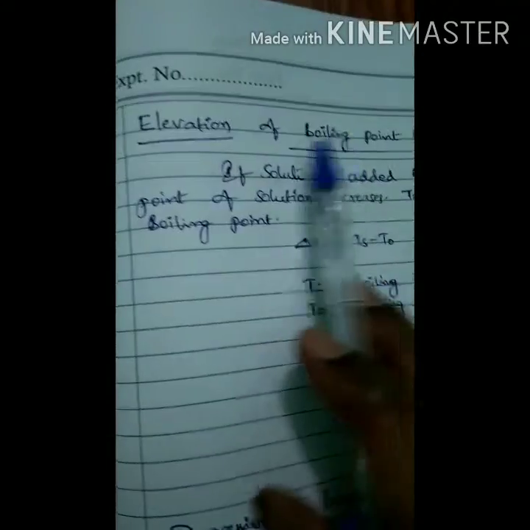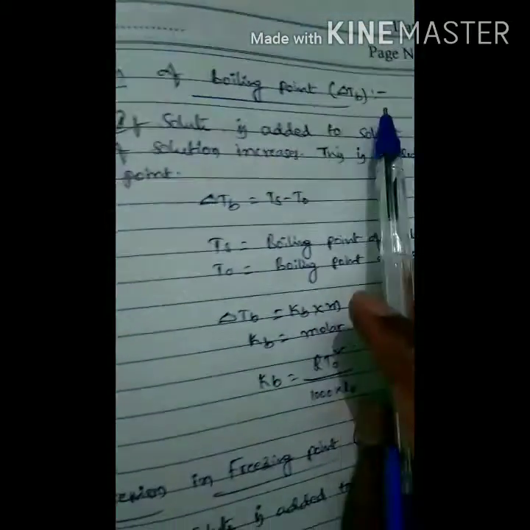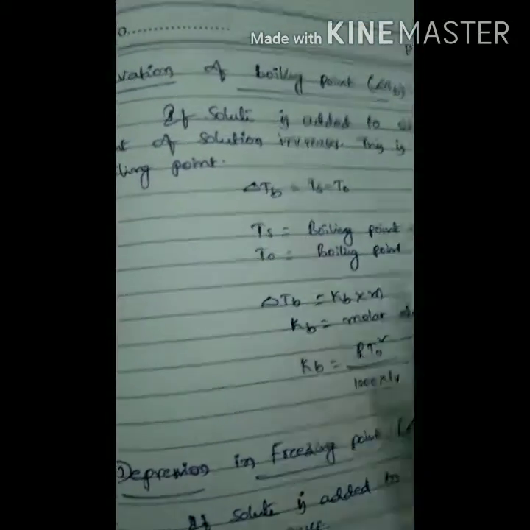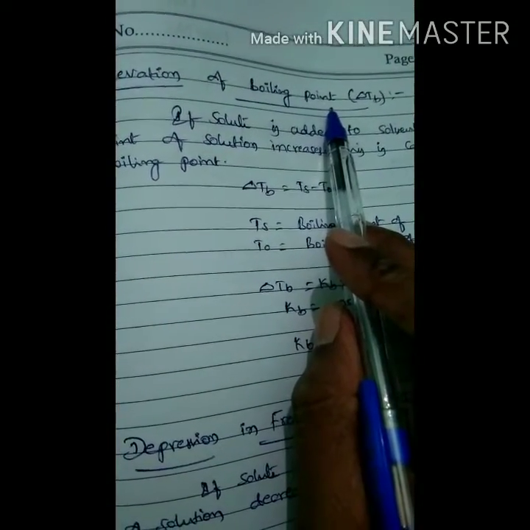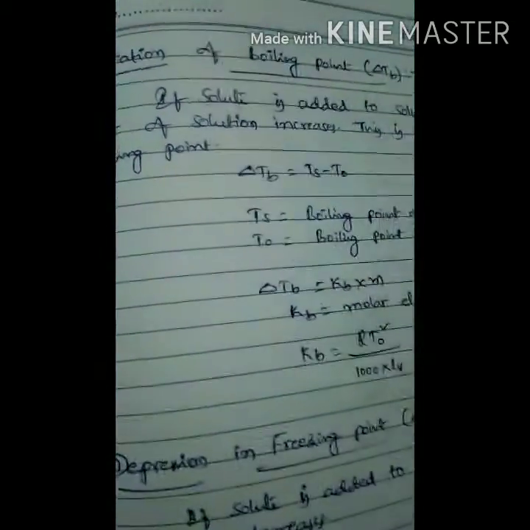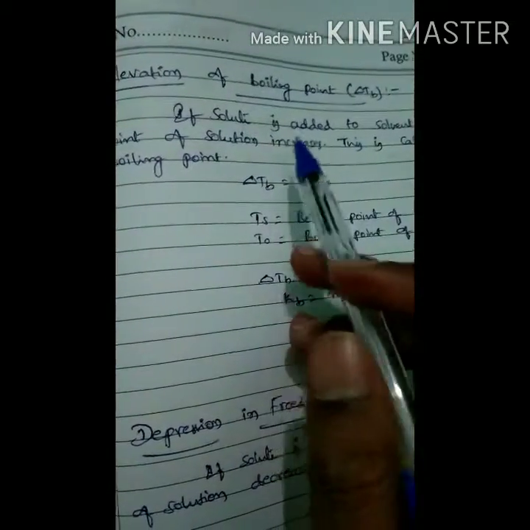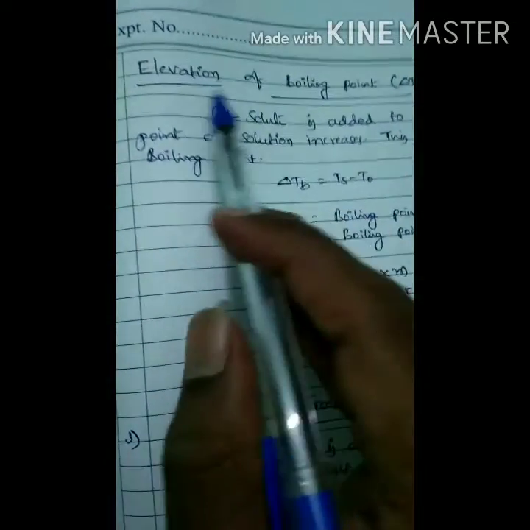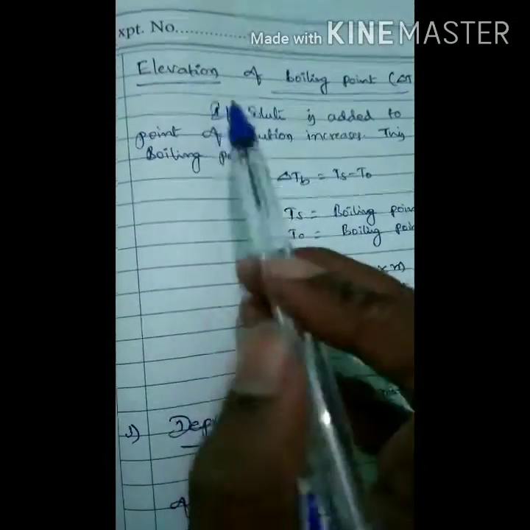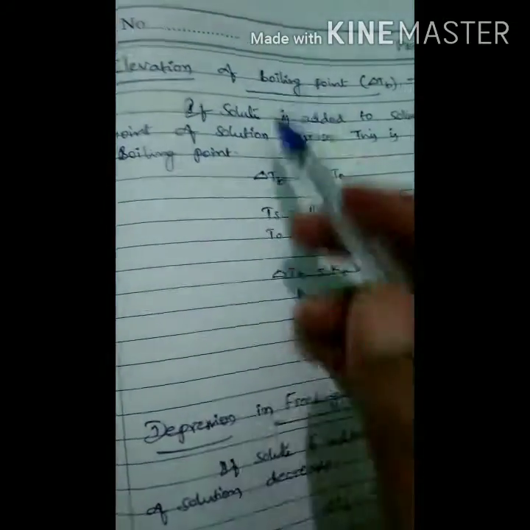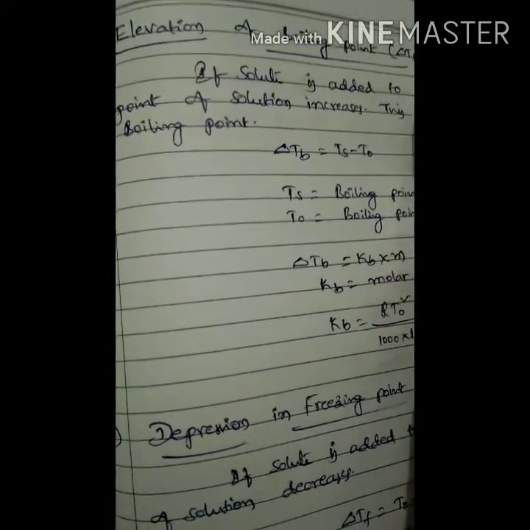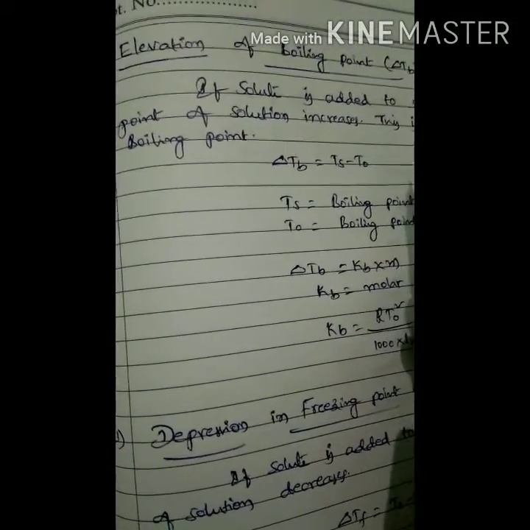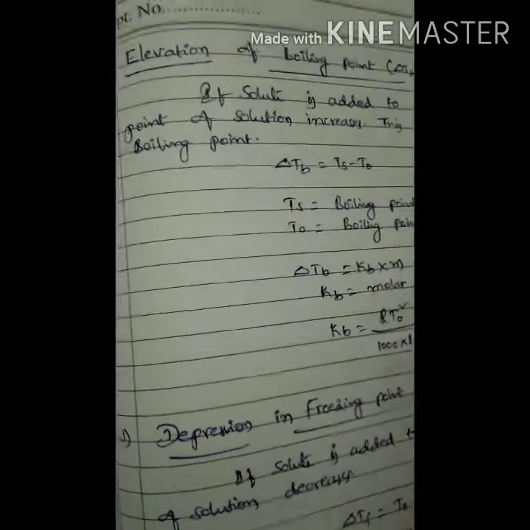Now we should discuss about next one, that is elevation of boiling point, that is represented by delta TB. Here we know already boiling point definition. Boiling point means the temperature at which liquid becomes vapor, that is called boiling point. Here elevation means increases. If solute is added to solvent, then solution is formed. For that solution, its boiling point increases compared to solvent.